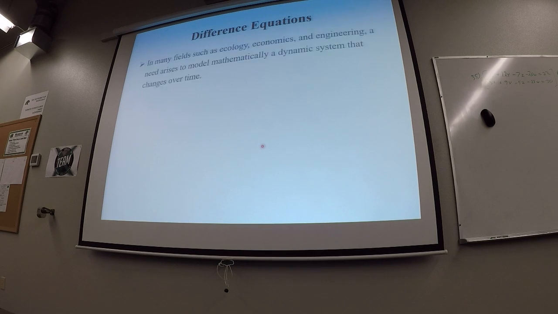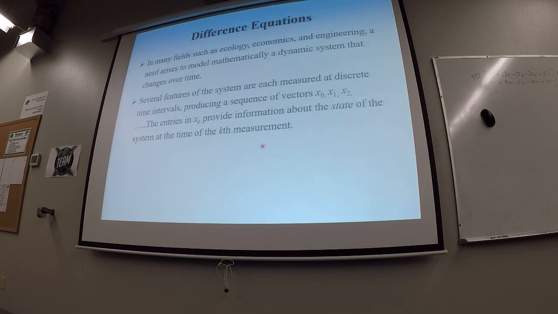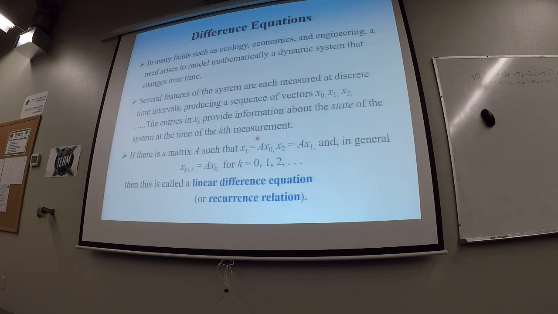And then we have difference equations. In many fields like ecology, economics, and engineering, you have a dynamic system that changes over time, so this is a good way to model it. Several features of the system are each measured at discrete time intervals. So you have a sequence of vectors, when it's time 0, time 1, time 2. They all provide information about the state of the system at the kth measurement. What time measurement you're doing, you can specify that.